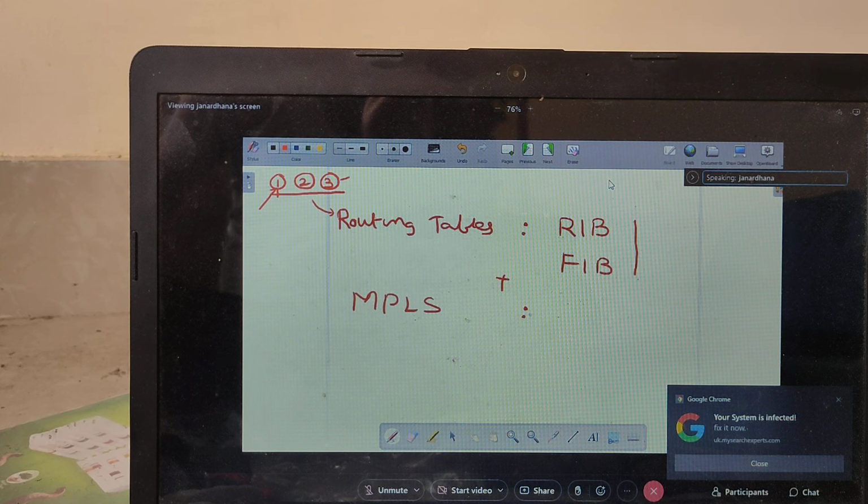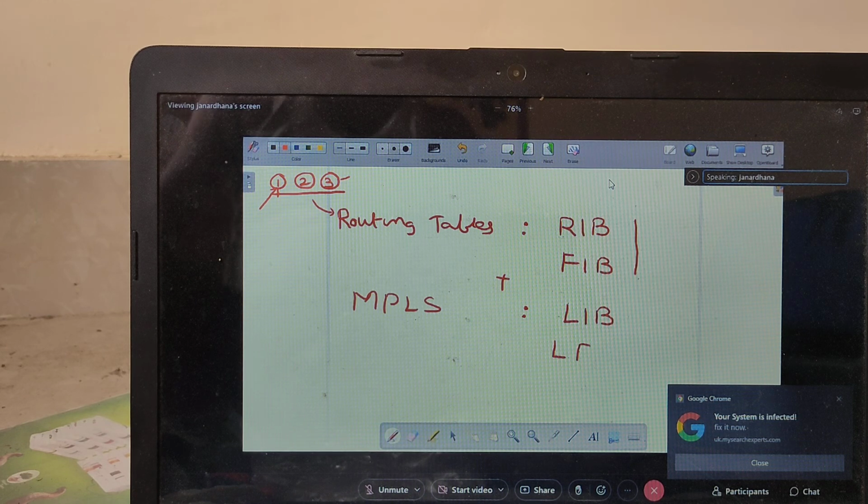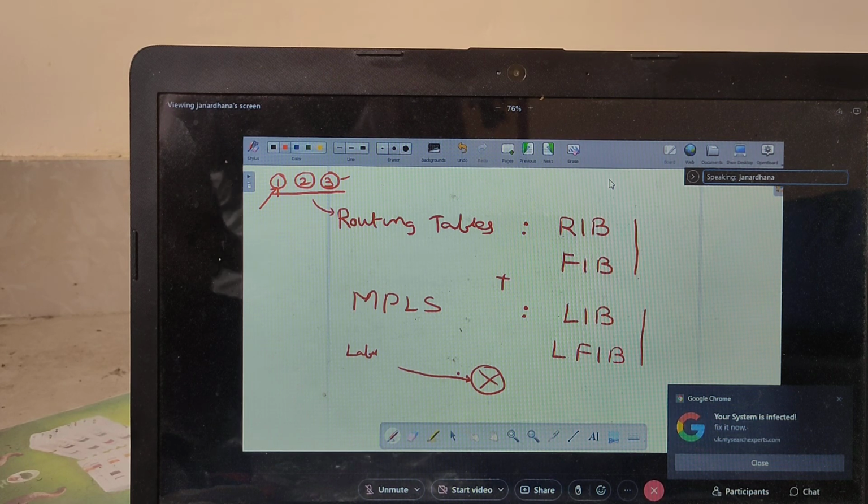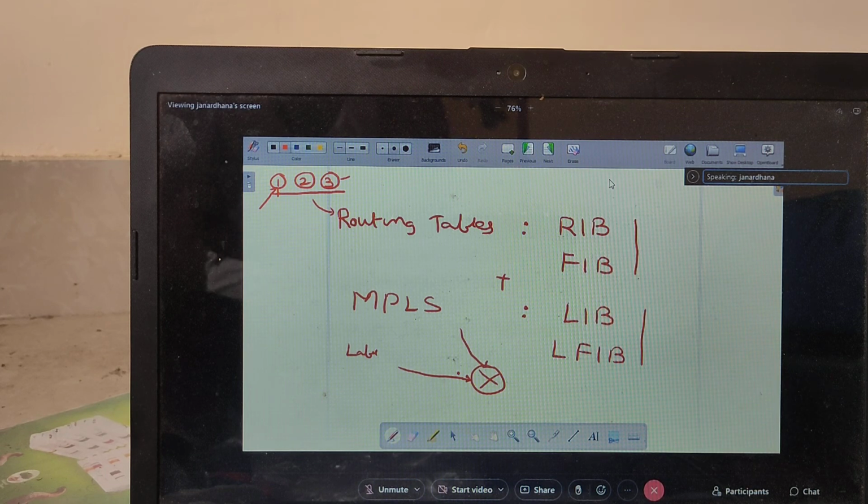We have another two tables, that is the label information base and the label forwarding information base. These two are also tables. Based on what labels are created in this router, which label is coming in on one side's interface, and what is the outgoing label?